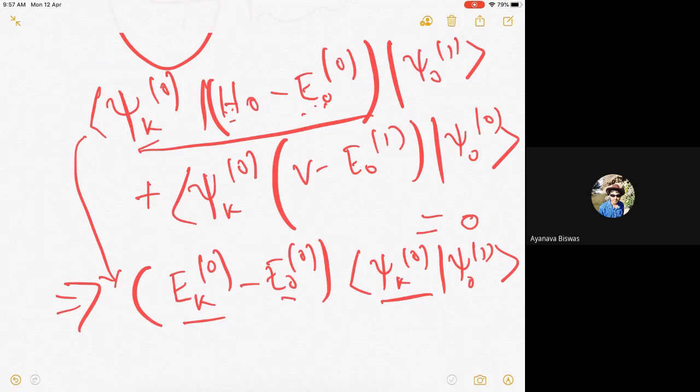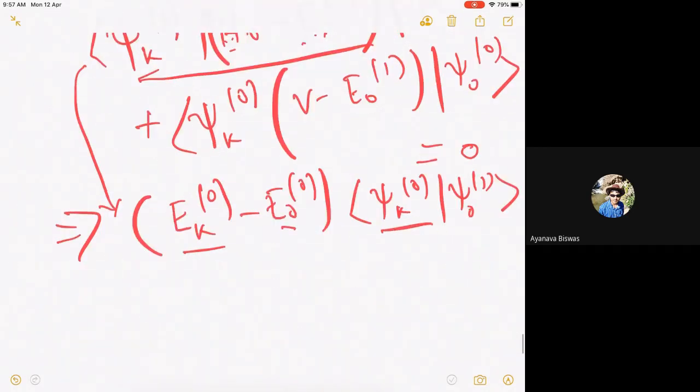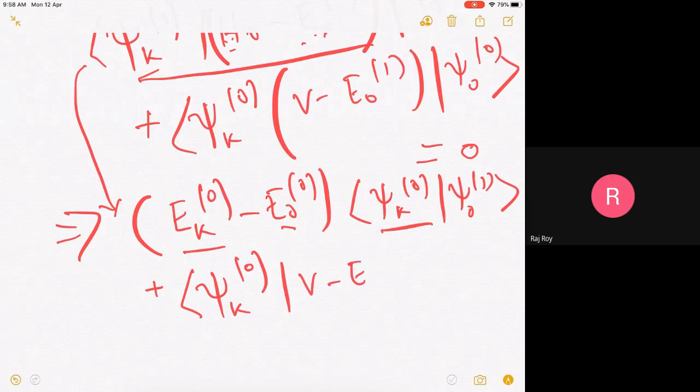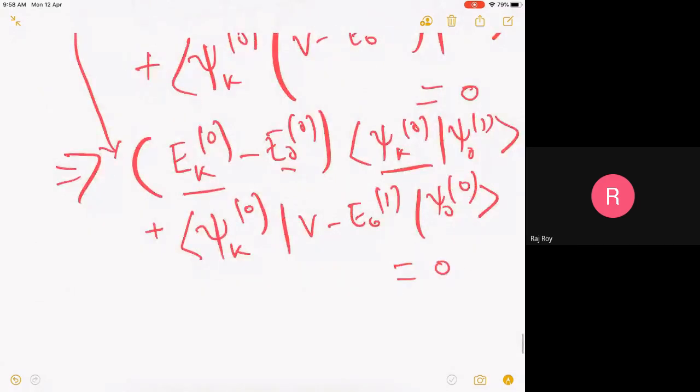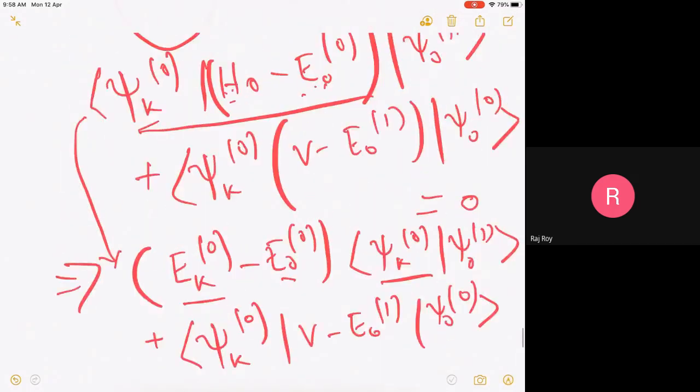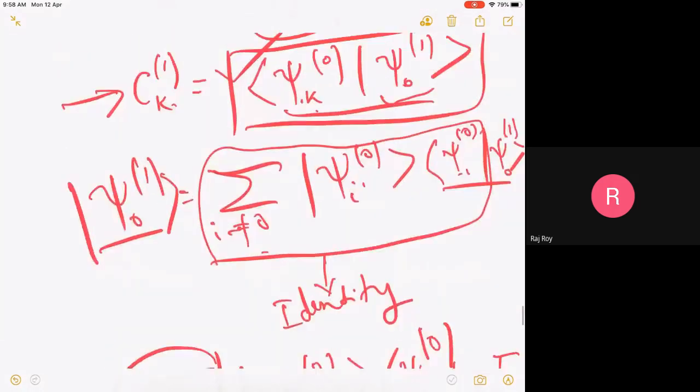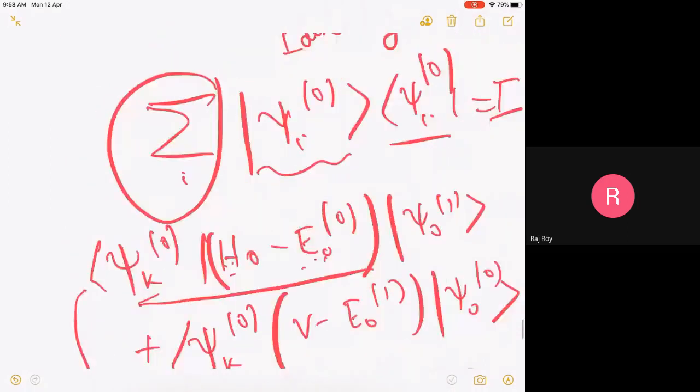Can you see this? The first line? Hello? Can somebody say? Yes, sir. Yes, yes. So psi k 0, then I write the second term. Psi k 0, V minus E0, 1, psi 0, 0 equal to 0. What I wanted exactly is psi k 0, psi 0, 1, right? And that is what has come out here.